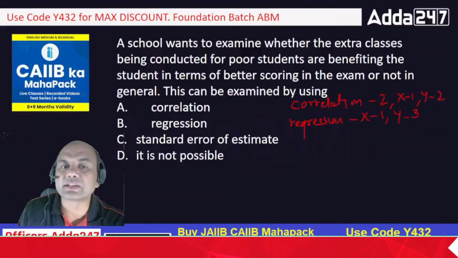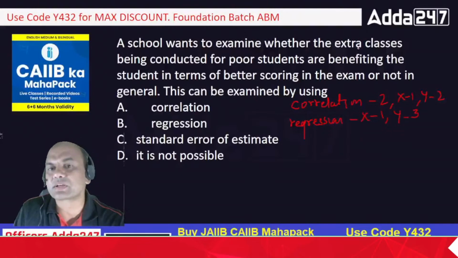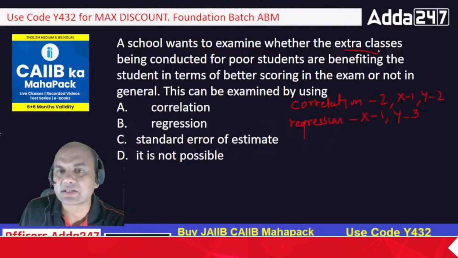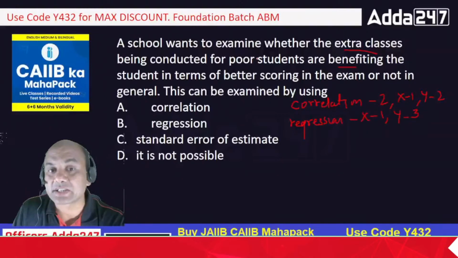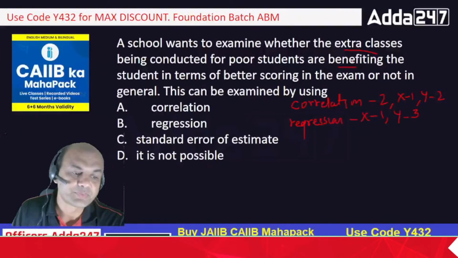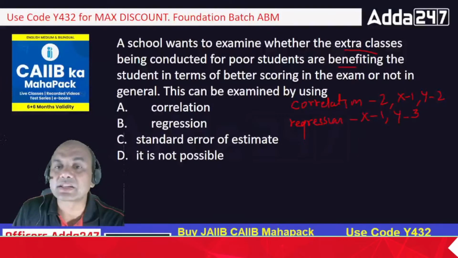So here let's look at the problem. Which are the comparison elements over here? One is extra classes and second is benefit to the poor students, right? So poor students is not the second point. Remember, benefit is the second point, whether benefiting or not. That's the main point, right? So how to study this? X is 1 and Y is 1.